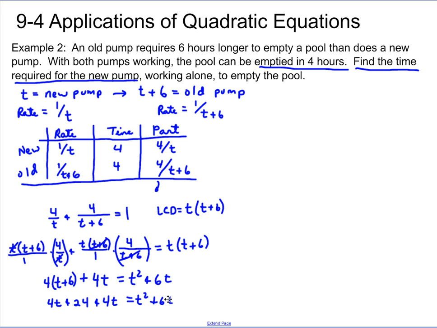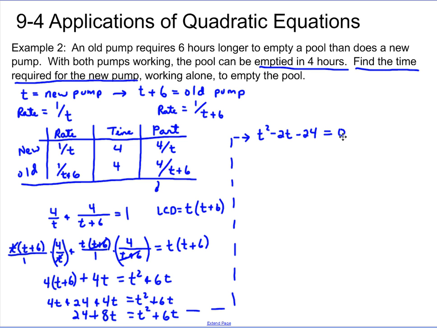In order to solve a quadratic equation, we have to set it equal to 0. So I'm going to simplify one more time on my left-hand side to get 24 plus 8t equal to t squared plus 6t. Setting this equation equal to 0, I'm going to subtract 8t from both sides and subtract 24 from both sides. So we should get t squared minus 2t, since 6 minus 8 is negative 2, minus 24 is equal to 0.